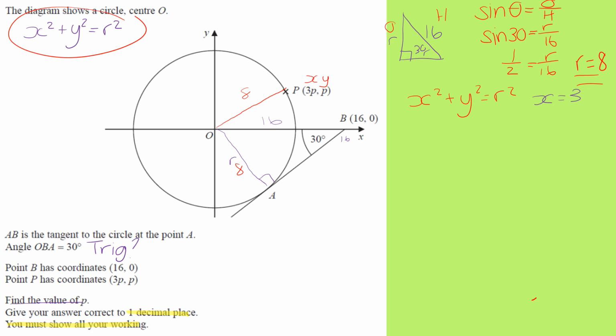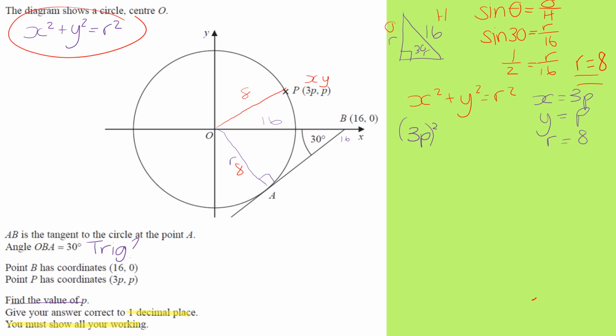Just change that. 3p. My y is the p. And I've got a radius of 8. So let's pop all that information into here. So 3p squared, and this is one place where we might make a mistake.